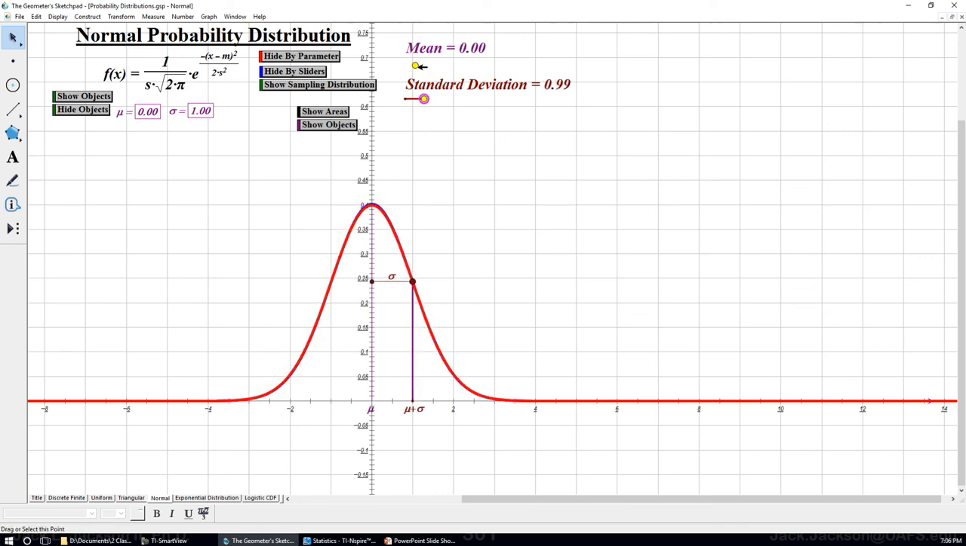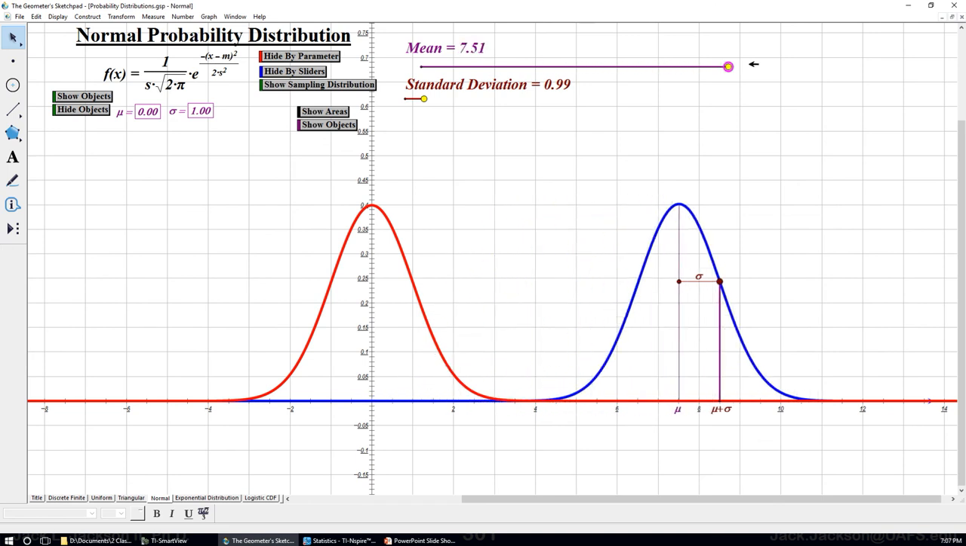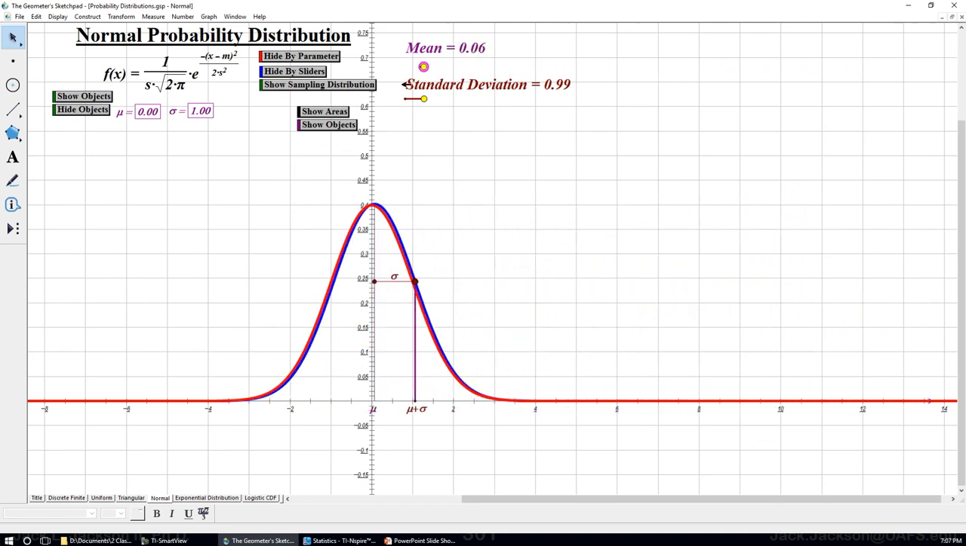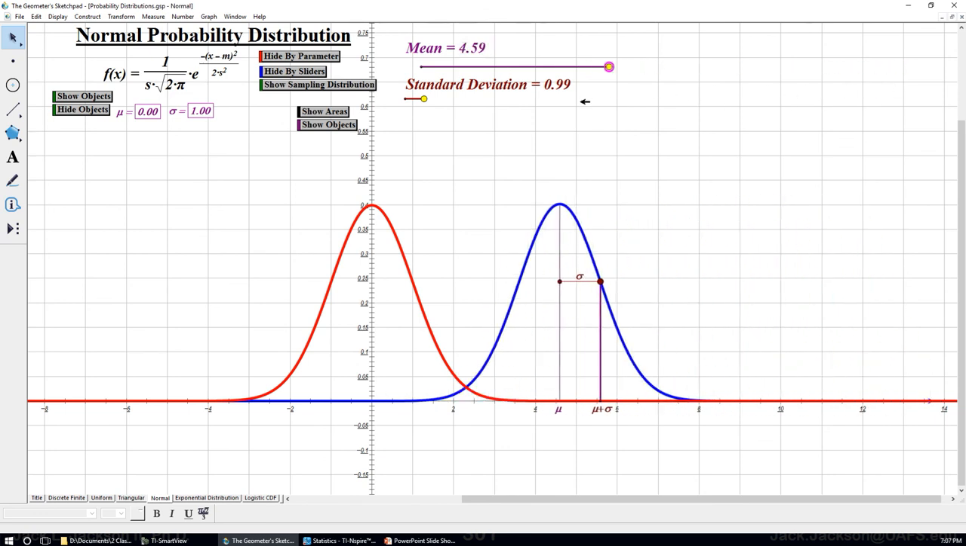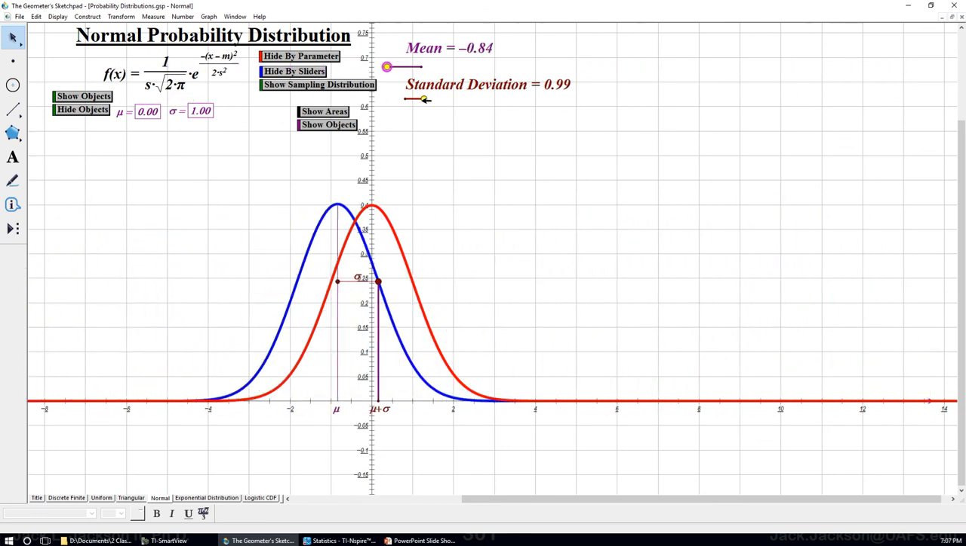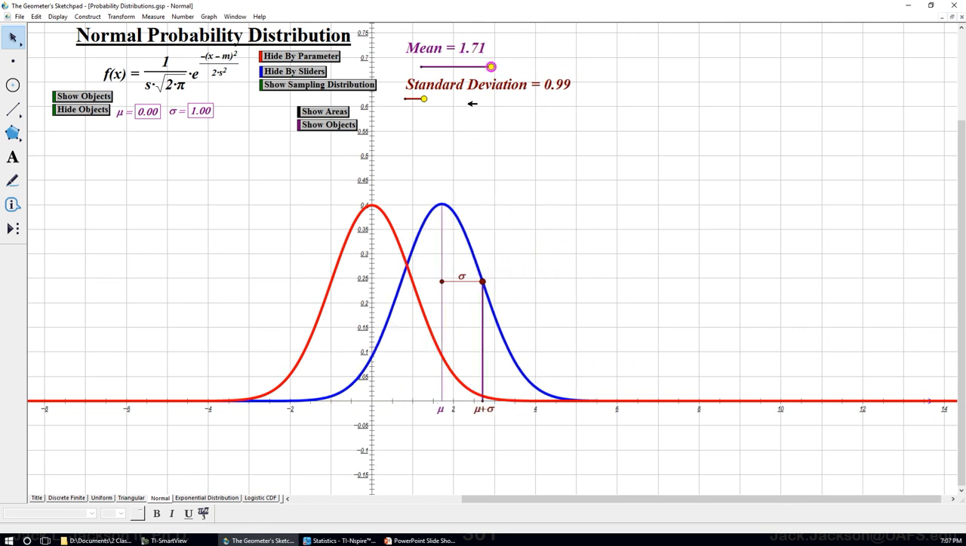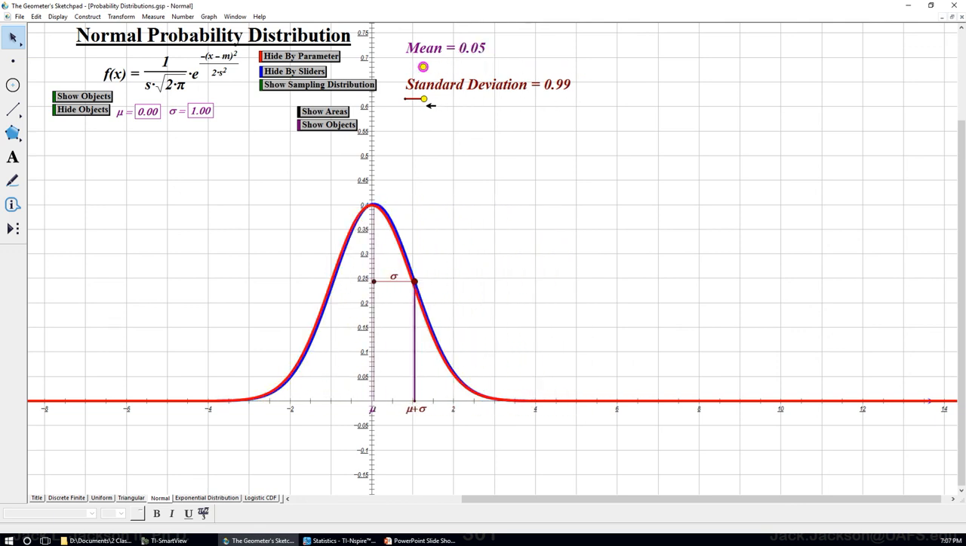Okay, and let's see what happens as we change the mean. As we change the mean, you can see that it's just sliding the thing left and right. So it's a horizontal translation. So that's changing the center. Okay, let's center it back up at 0. Okay, what happens as we change the standard deviation?